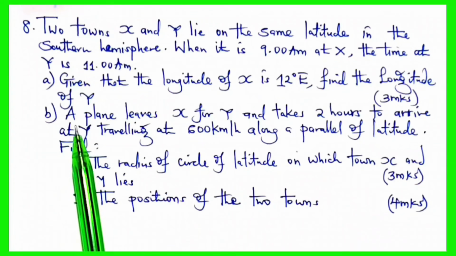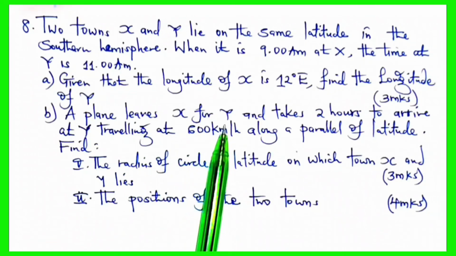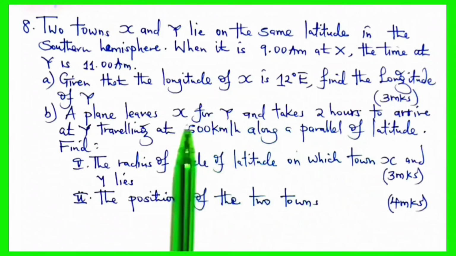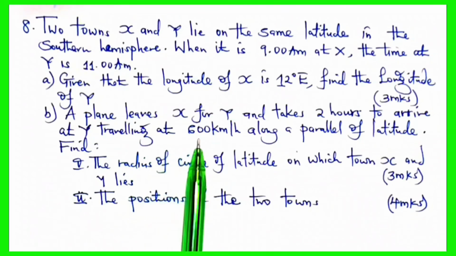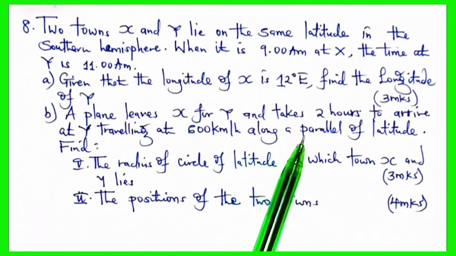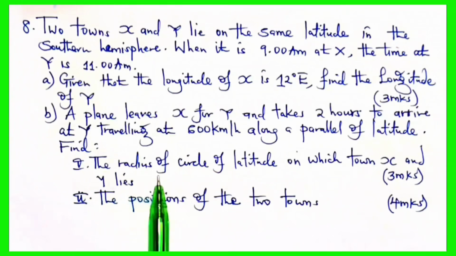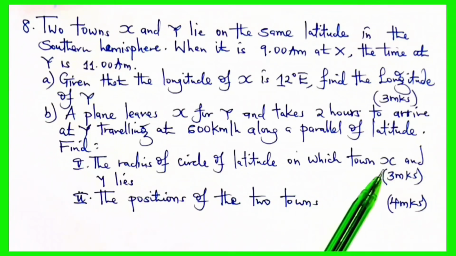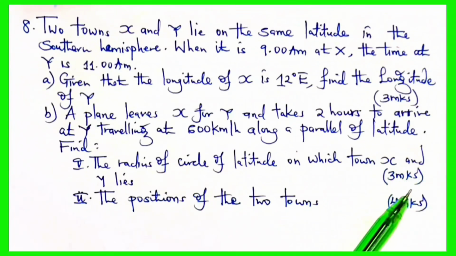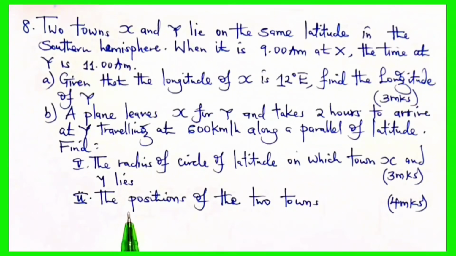Part B. A plane leaves X for Y and takes 2 hours to arrive at Y, traveling at 600 kilometers per hour along the parallel of latitude. Find, Roman 1, the radius of the circle of latitude on which town X and Y lies, 3 marks. Roman 2, the positions of the 2 towns, 4 marks.